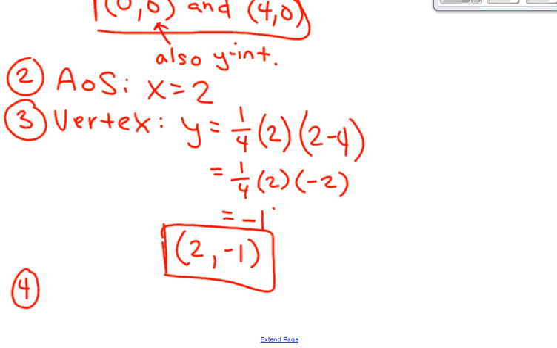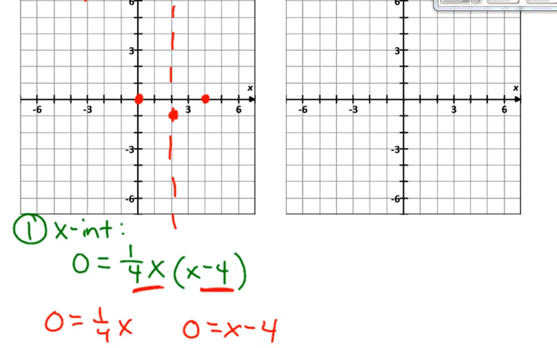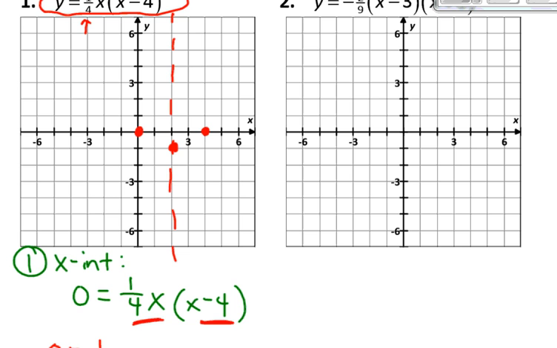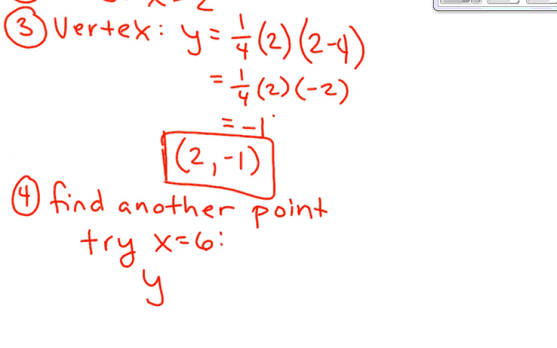So step 4, I'm going to find another point. Now, if my y-intercept had been something different than 0, 0, we would not have to do this last step. Okay, so find another point. We're going to try x equals 6. So if I try x equals 6, then we get y equals 1/4 times 6 times 6 minus 4.